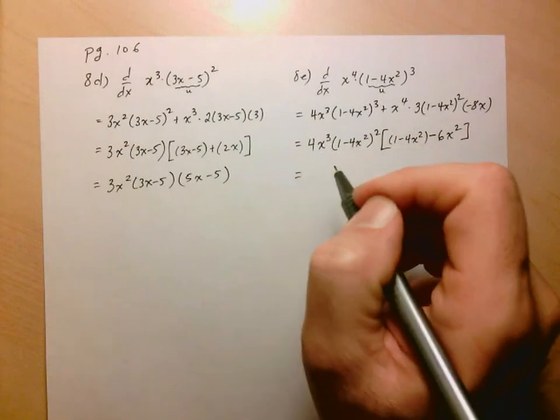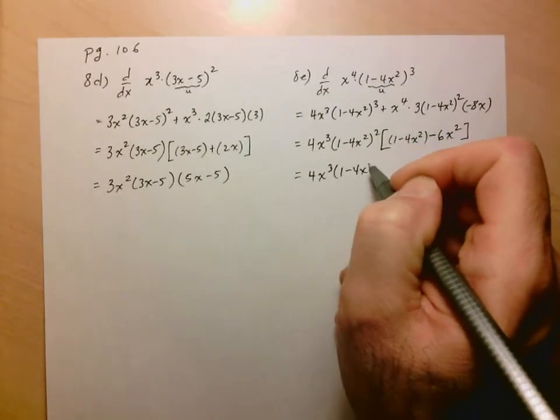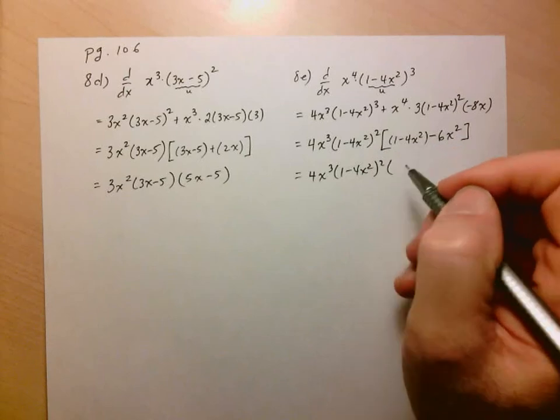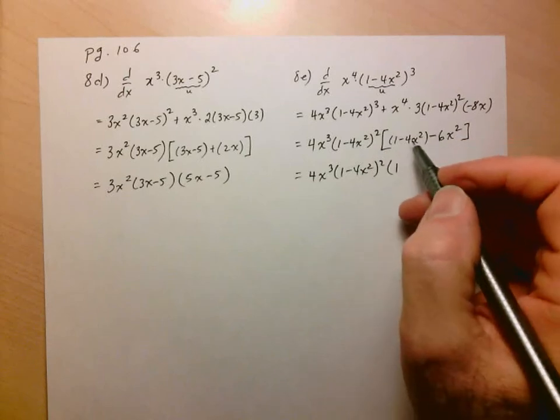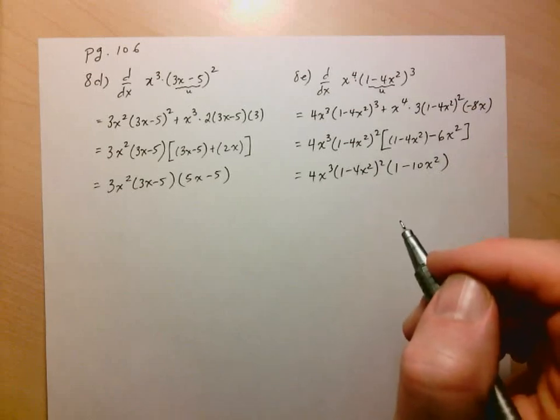Now I can simplify what's left in the square bracket. So 4x cubed, 1 minus 4x squared, squared. And here we're left with 1 minus 4 minus 6, which is minus 10x squared. And that's as far as I can go.